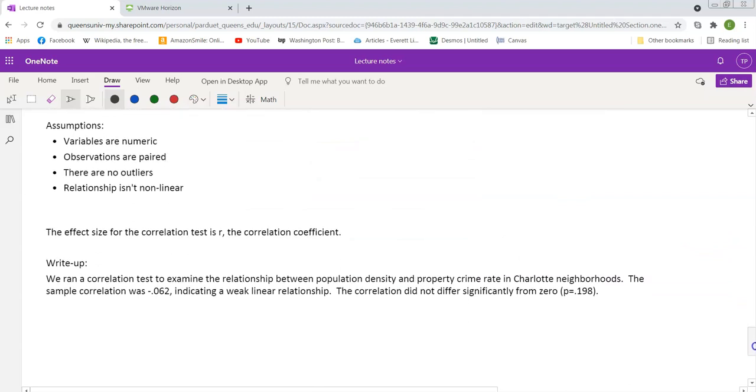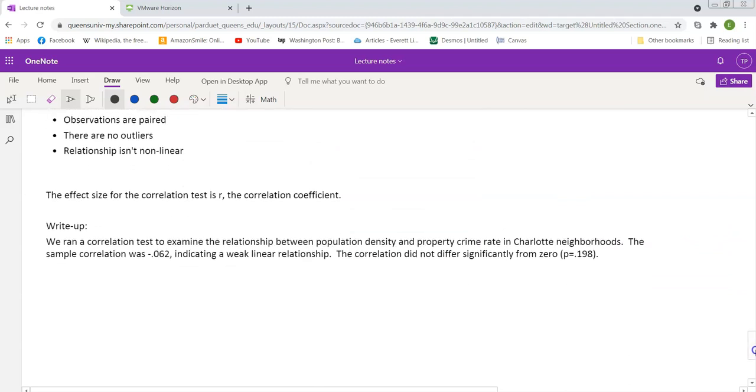So a sample write-up is that we ran a correlation test. As usual, that's our first sentence saying what we did. And then we talk about our descriptive statistics, which is the same as the effect size here. So the sample correlation was negative 0.062, which tells us that there's a very weak relationship. And the correlation did not differ significantly from 0. We state our p, which really tells us that there's not a meaningful relationship between these two variables.